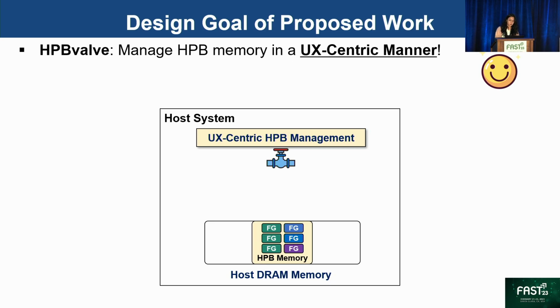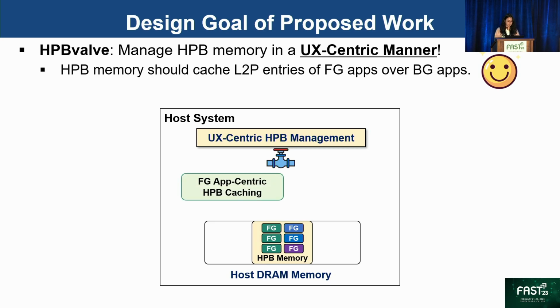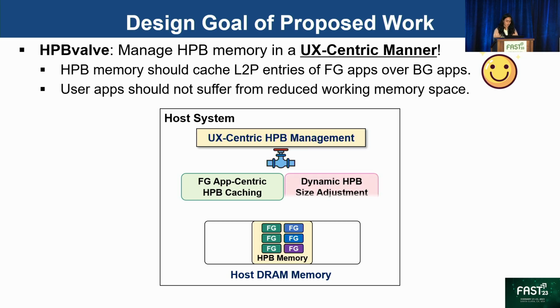The design goal of our first technique, foreground app-centric HPB caching, is that HPB memory should cache L2P entries of foreground apps over background apps to avoid critical misses of the user-interacting foreground apps. And the design goal of our second technique, dynamic HPB size adjustment, is to avoid user apps suffering from reduced working memory space. By applying these two techniques, we expect the system to provide better UX quality.